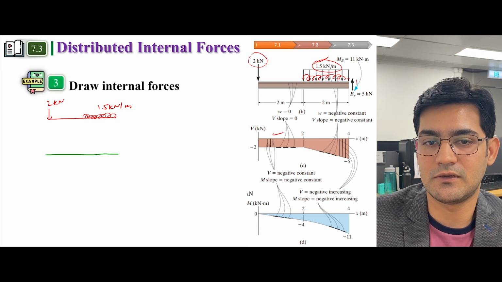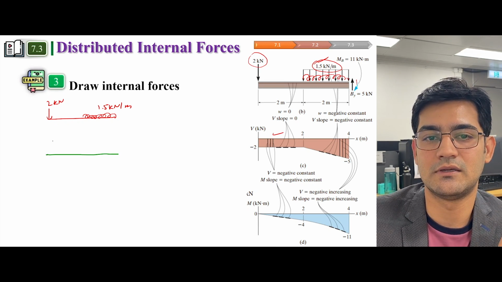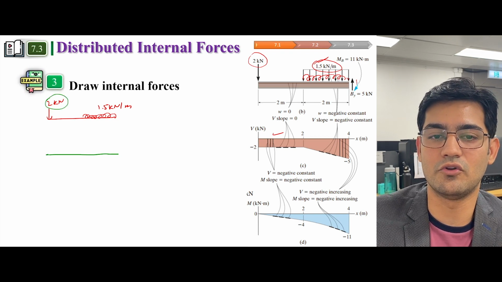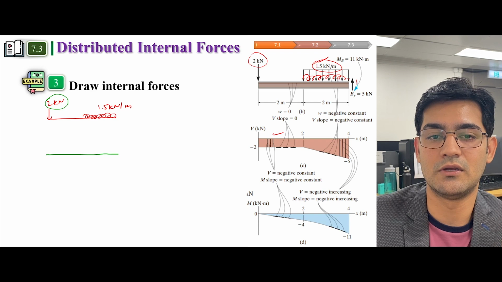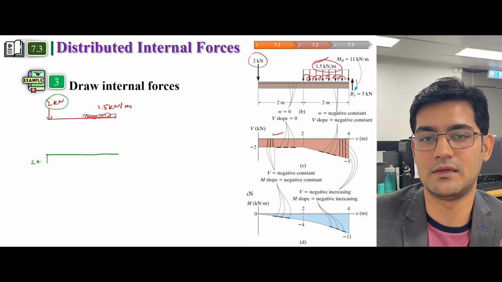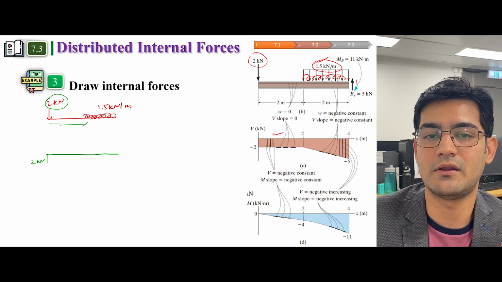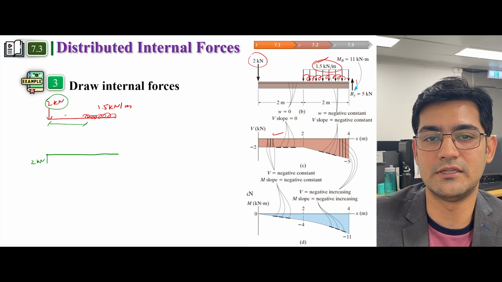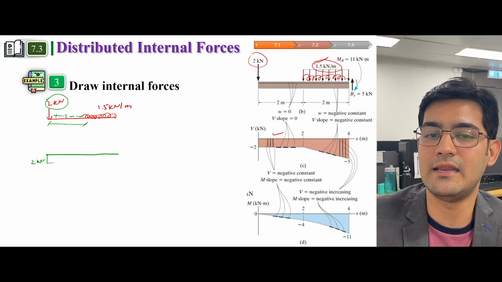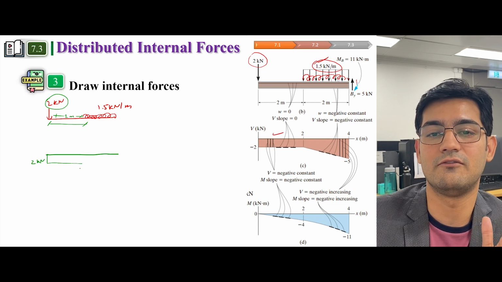Now first we'll start from here, and since we are starting from here, at the very beginning we have a load of 2 kilonewton which is acting downward. So we're just going to make this load and add it to the shear force. Now from here to here we have no load and the distance is 2 meters, but we have no load. So we're not going to add anything, not going to subtract anything, and we're just going to move forward.